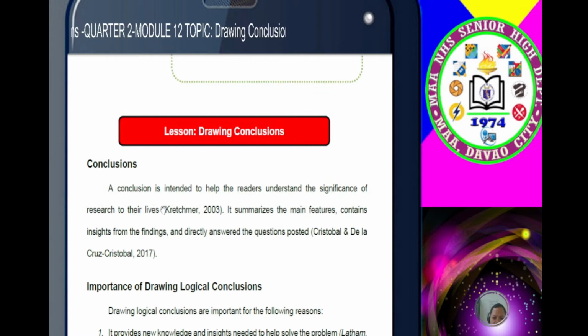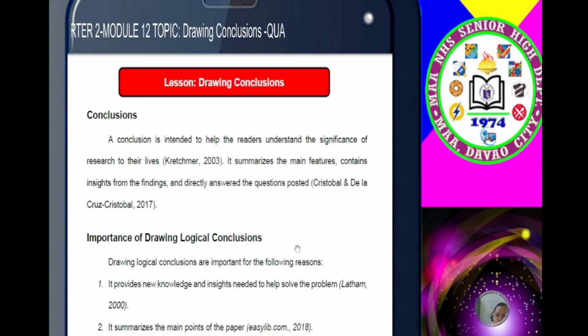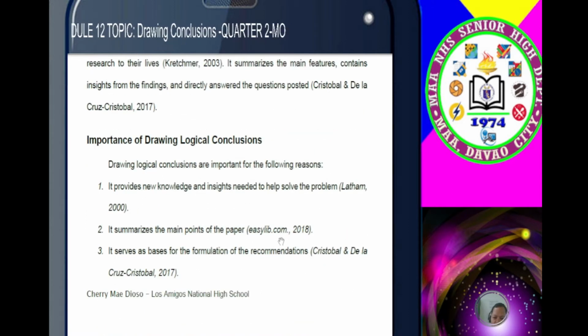Let's have this. So what is a conclusion? A conclusion is intended to help the readers understand the significance of the research to their lives. It summarizes the main features, contains insights from the findings, and directly answers the question posed. These are the importance of drawing conclusions.